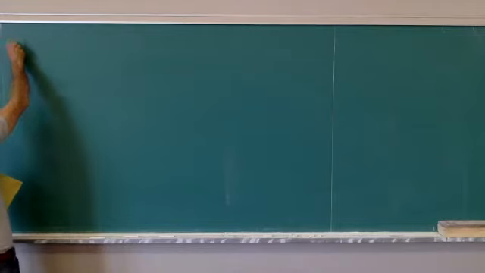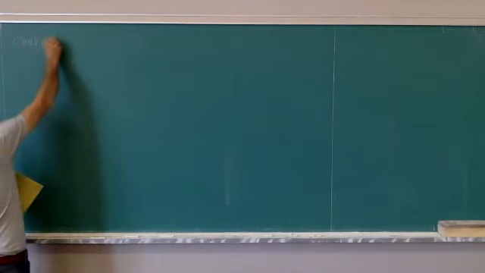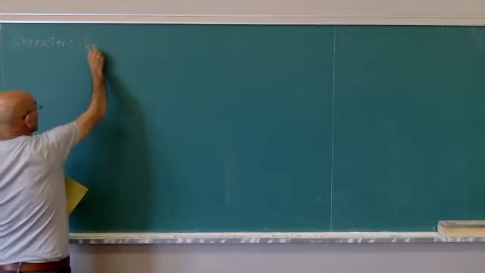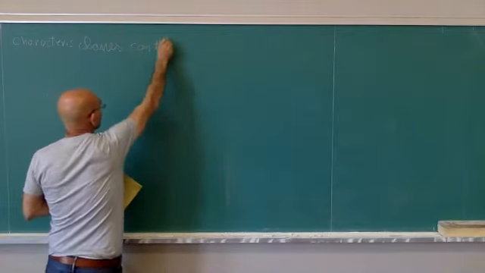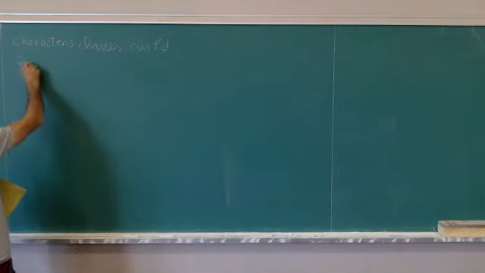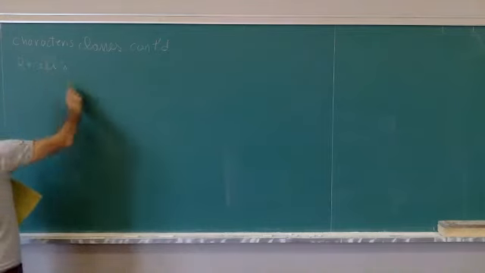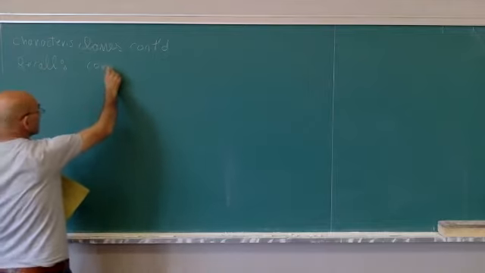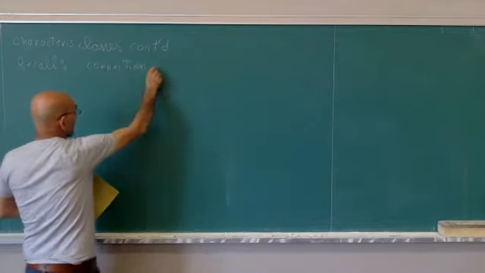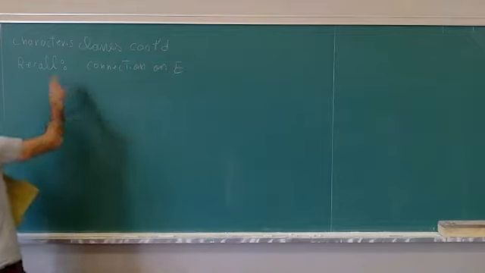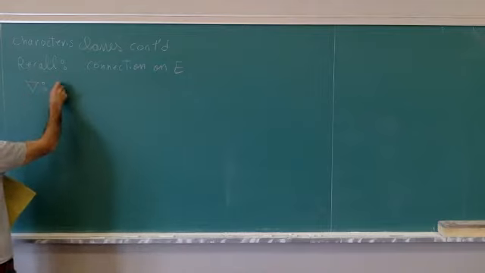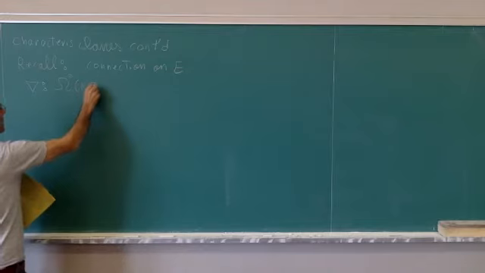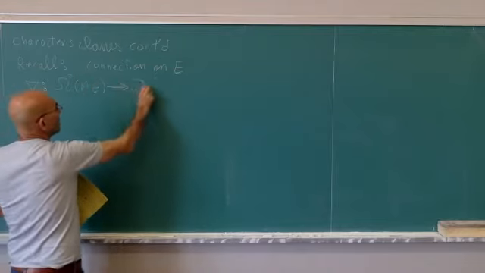So this is characteristic classes continued. Recall what we did last time. We defined a connection on E, which is a vector bundle over M. We gave a new formulation for connection, which was a map from, my notation now, Omega zero of M and E to Omega one of M.